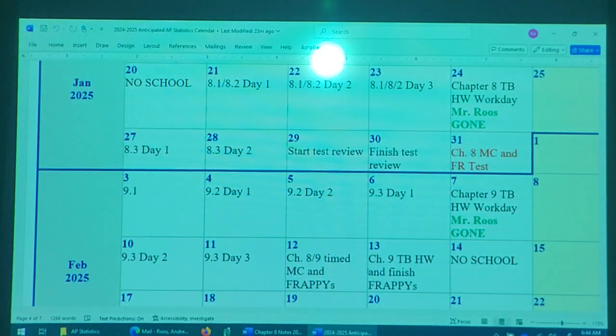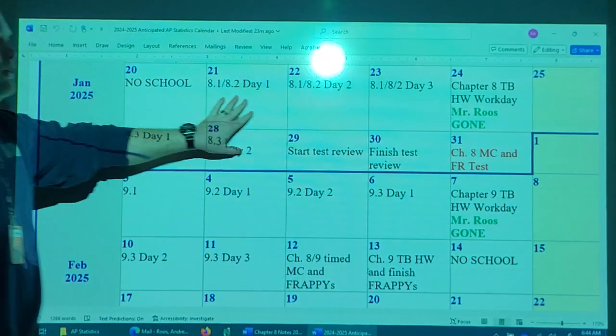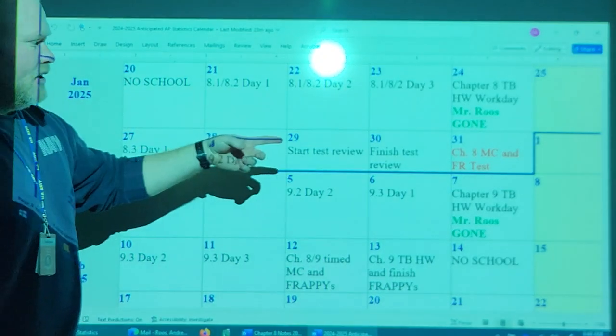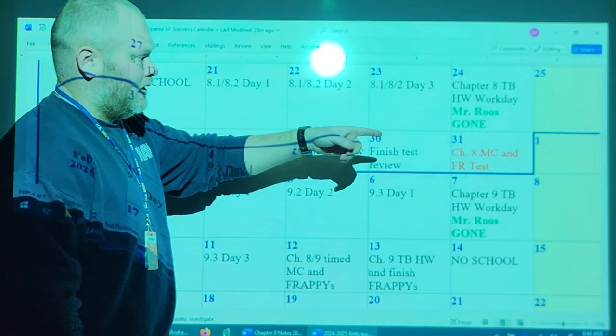Chapter 8 is confidence intervals. So this week we'll do 8.1, 8.2, textbook homework workday Friday. Next week we'll finish things up and do a short test on Friday.